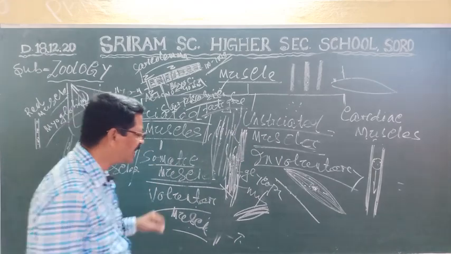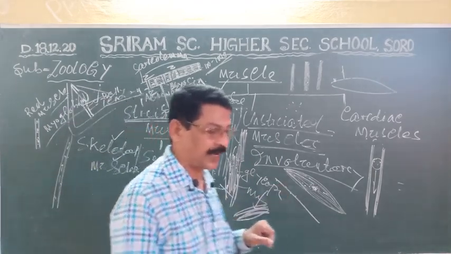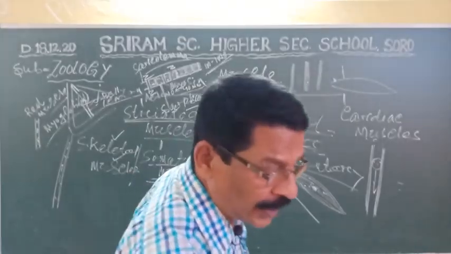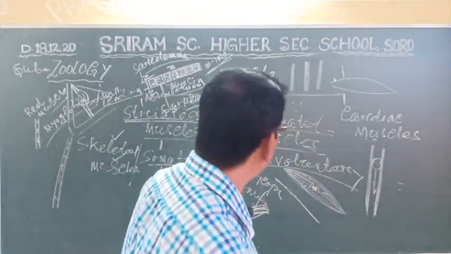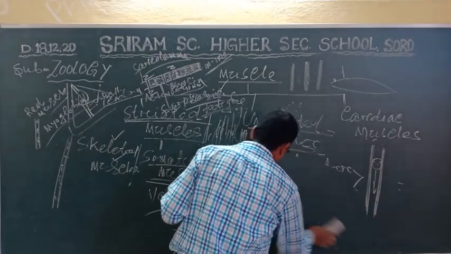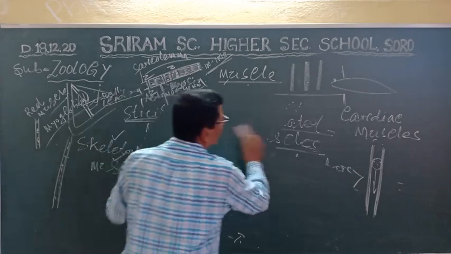And this is called the myogenic muscle. So this is called the striated muscle. Then you come to the last part, that is called the cardiac muscle. Clear?